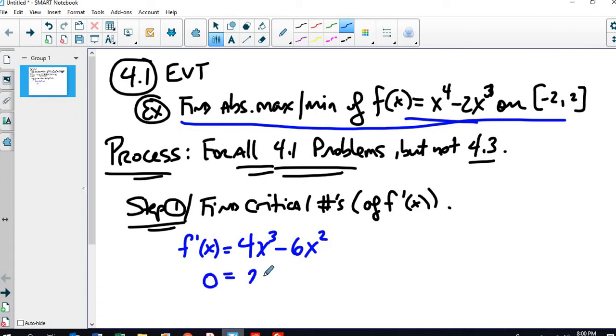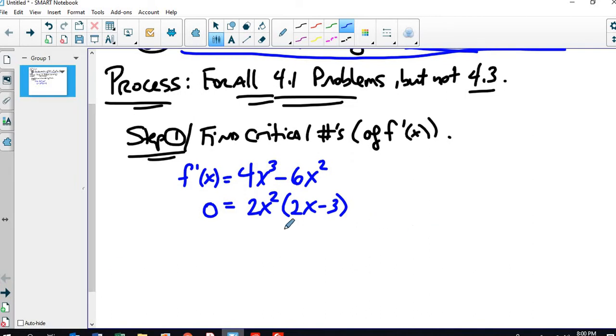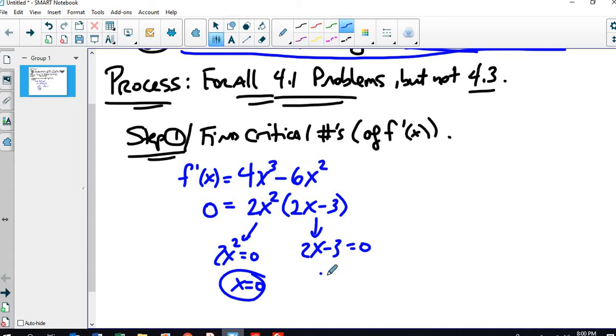And then we want to find the critical numbers, so we set that equal to 0. There's a common factor of 2x squared that we're going to pull out here and be left with 2x minus 3. And so if we set these equal to 0 individually, because we're already factored, we get 2x squared equals 0 and 2x minus 3 equals 0. So x equals 0, divide both sides by 2 and square root it. Add 3 to both sides and divide by 2 and you get 3 halves, okay? So here's our critical numbers. We have 2 critical numbers that we need to check.